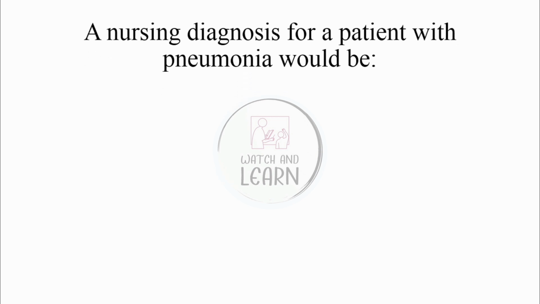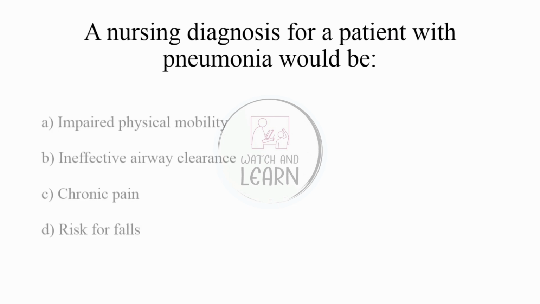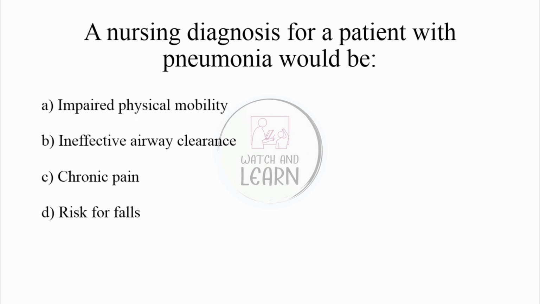A nursing diagnosis for a patient with pneumonia would be: options are option A impaired physical mobility, option B ineffective airway clearance, option C chronic pain, option D risk for falls. The right answer is answer B ineffective airway clearance.